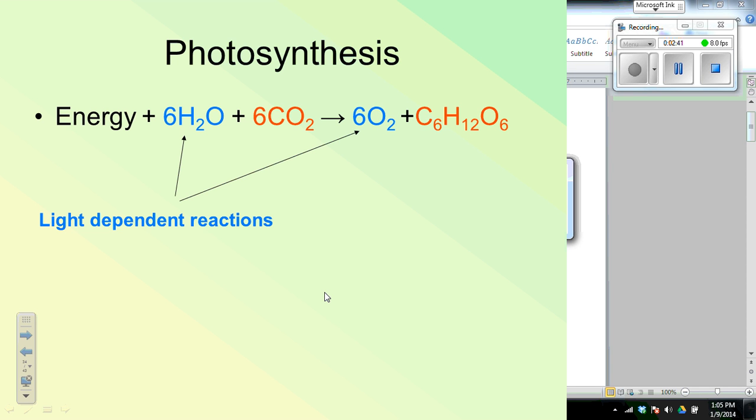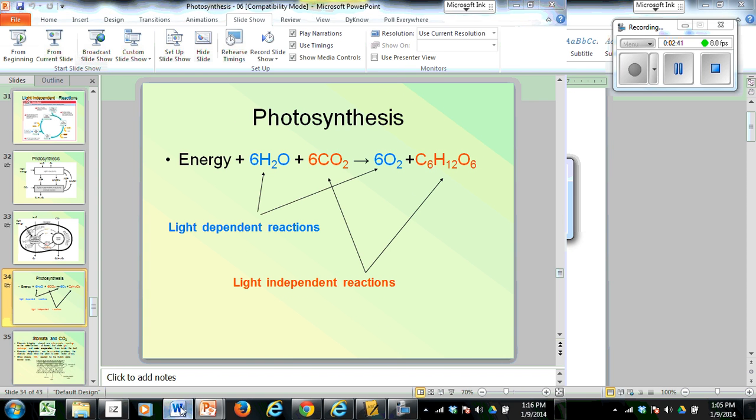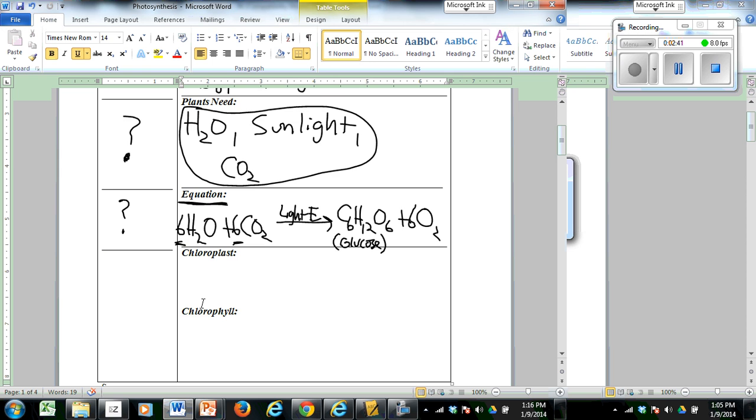So you have two reactions that take place in photosynthesis. The light-dependent reactions: water gets split, and what's left over is oxygen. That's what we breathe in. And then you have light-independent reactions where you're adding hydrogens right here to the carbon dioxides to get your glucose. So we'll take a look at that in just a minute.